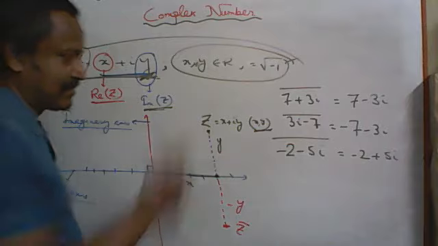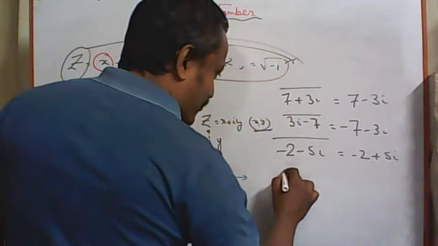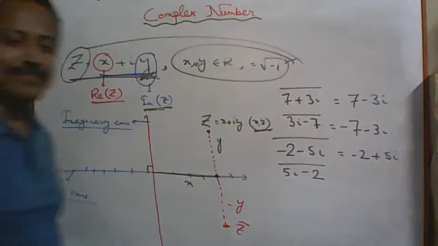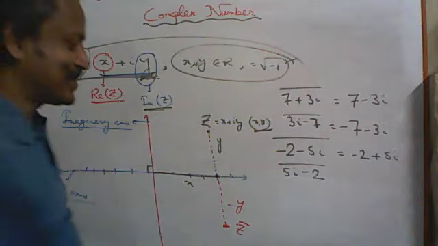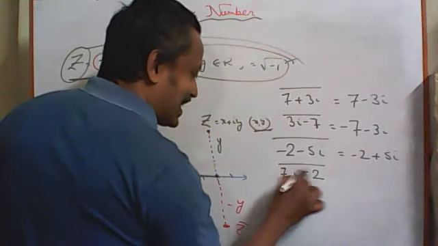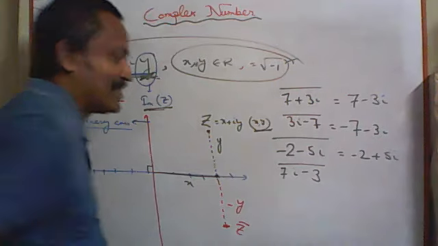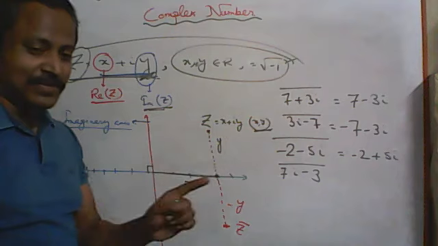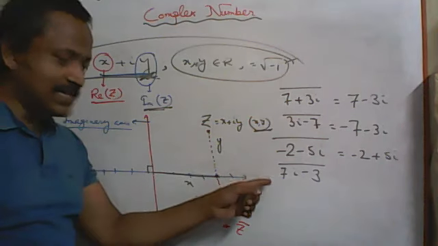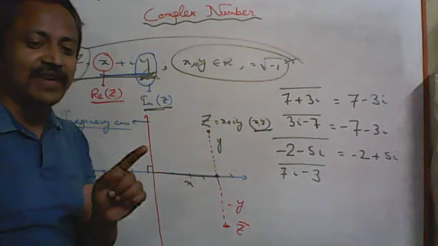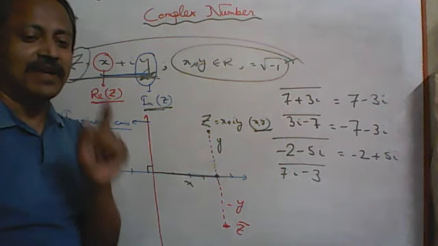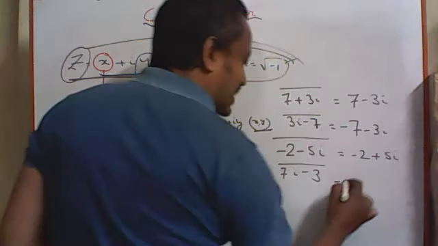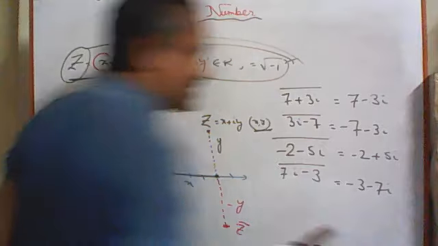Next, 5i minus 2. Very easy. Let me do 7i minus 3. For the conjugate, first of all we have to see what is the imaginary part. Here the imaginary part is 7. So since 7 is the imaginary part, its sign being changed, it will become minus 7, and so the conjugate of it will be minus 3 minus 7i.